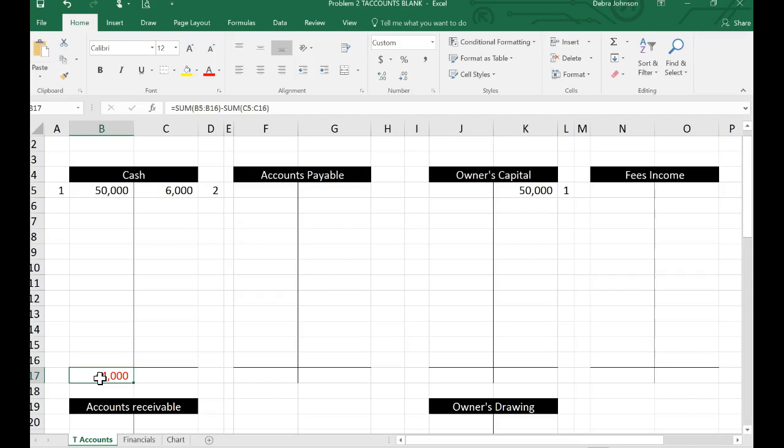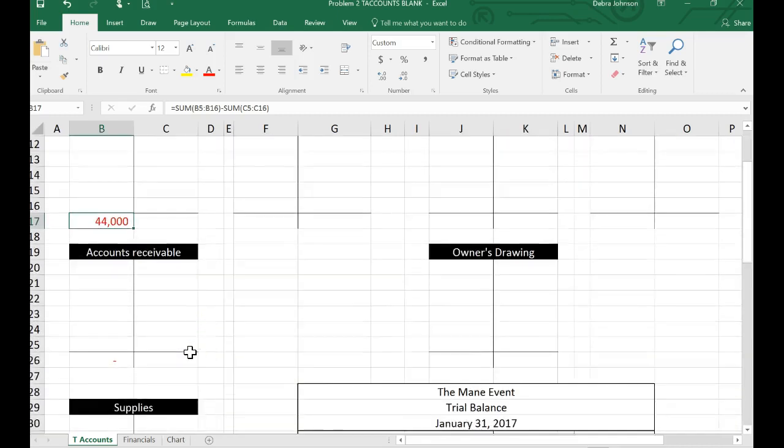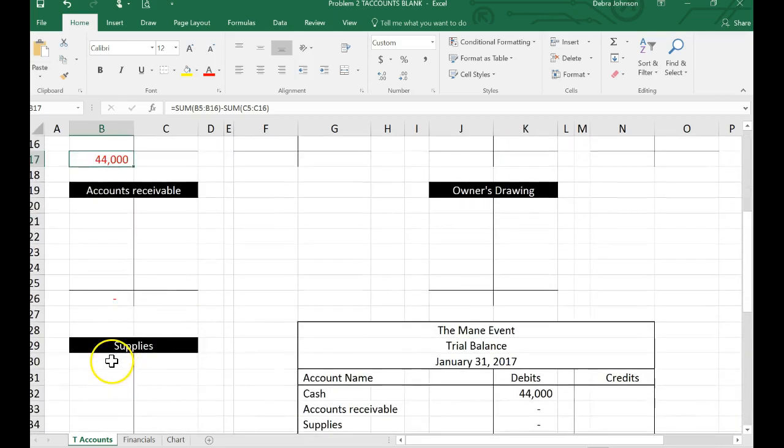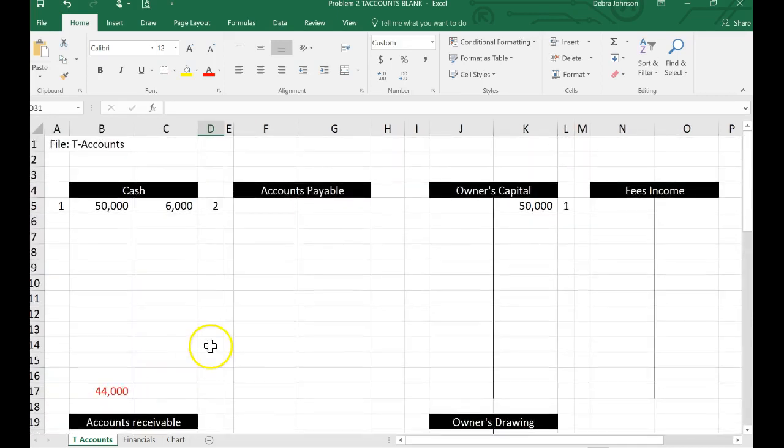Let's do one more transaction together. Number 3 says you purchased office supplies for $3,000 in cash. So I'm going to debit the supplies account for $3,000. I'll drop the date in there. That was transaction number 3. And we didn't buy them on account, we bought them for cash. So I will come over here to the cash account and credit the cash account for $3,000, again dropping a date in there.